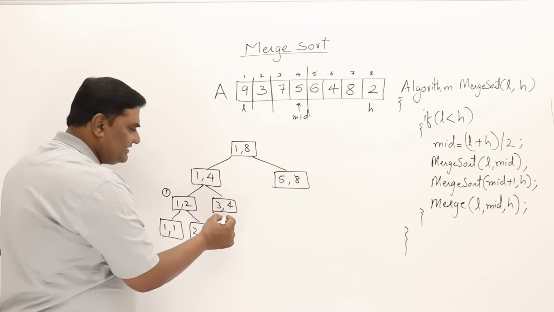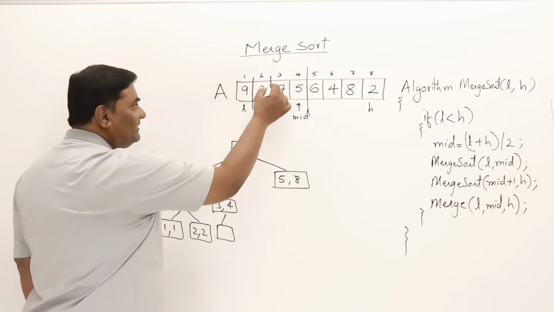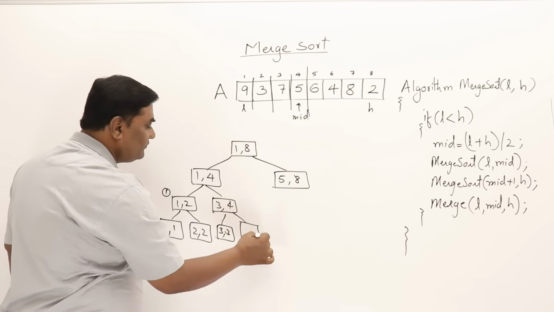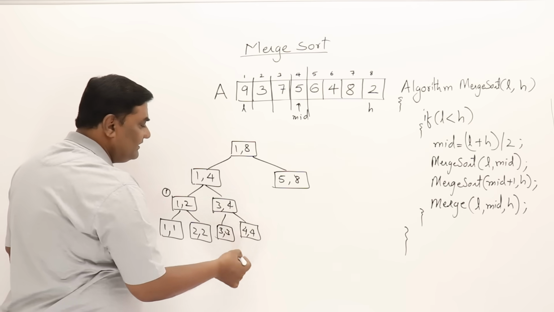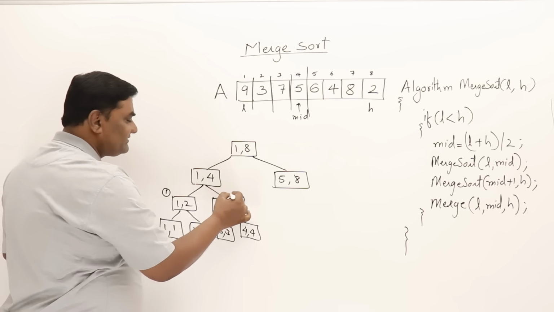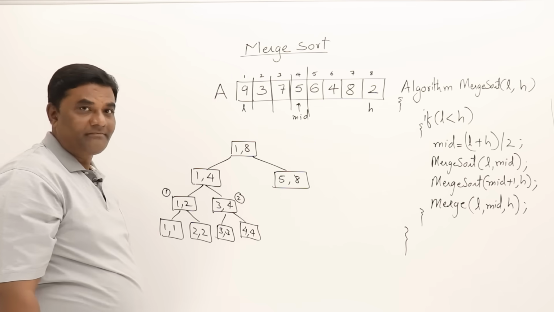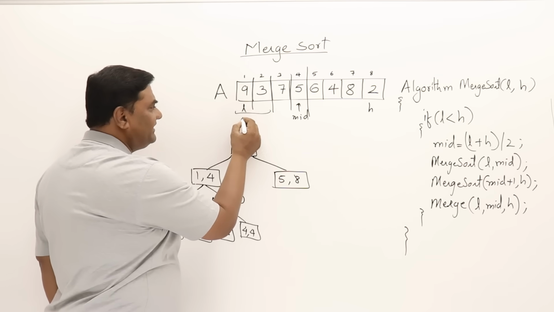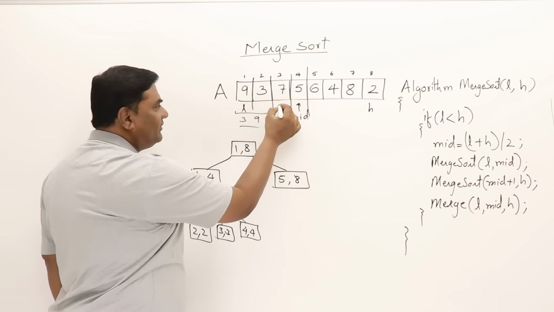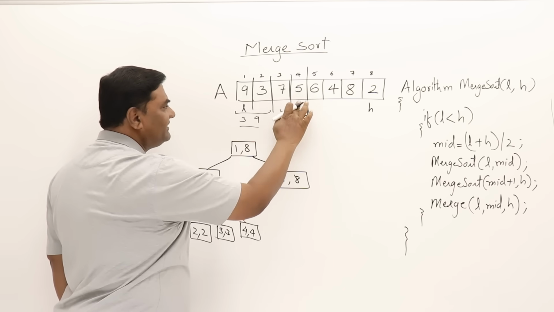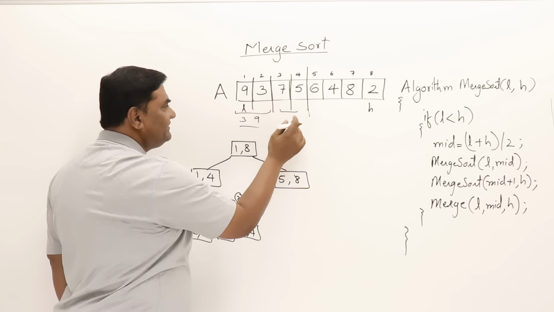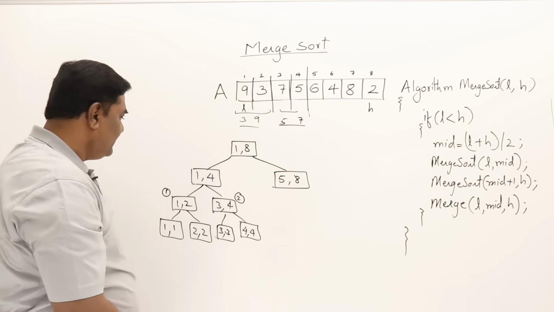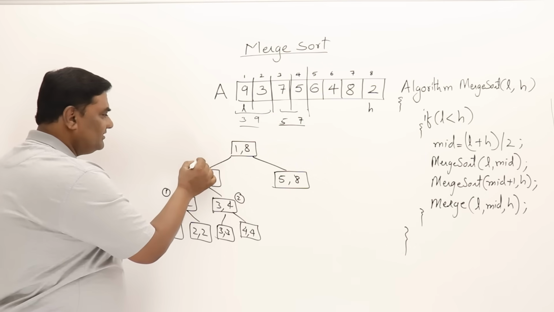Then coming to this side, it will split them and get 3 on this side and 4 on this side. Then it will merge the elements. 3 and 4 are merged. So first 9 and 3 were merged, so the result was 3, 9. And now 5 and 7 are merged. Result is 5, 7. This is combined. Now it will go back and perform merge here.